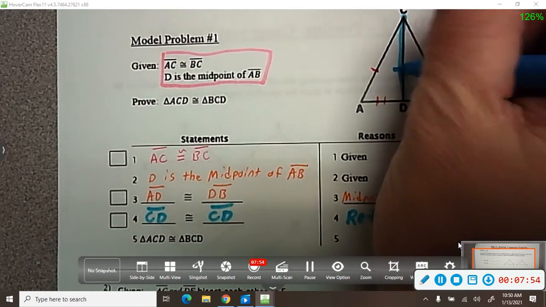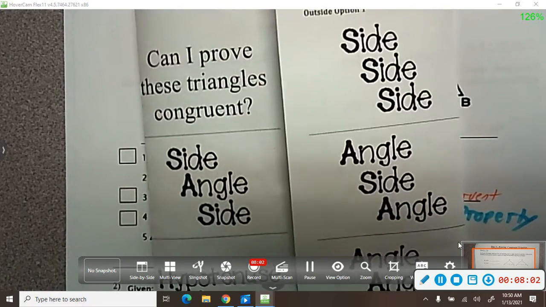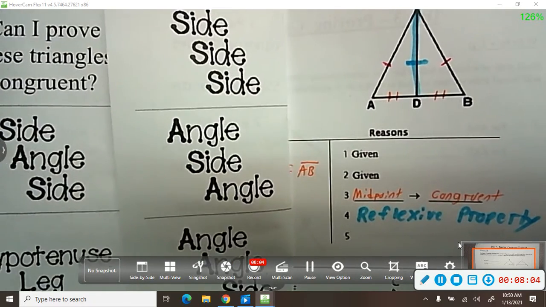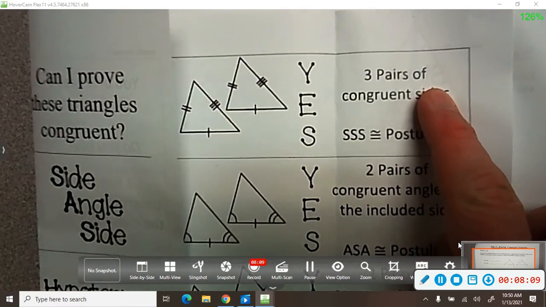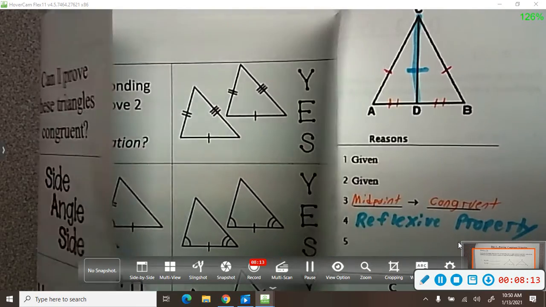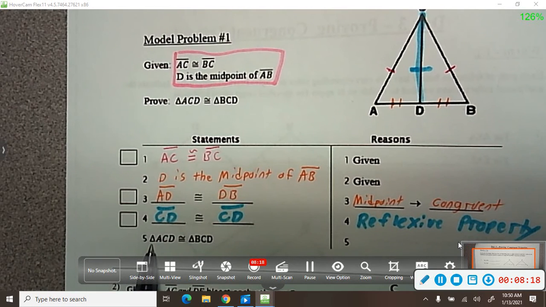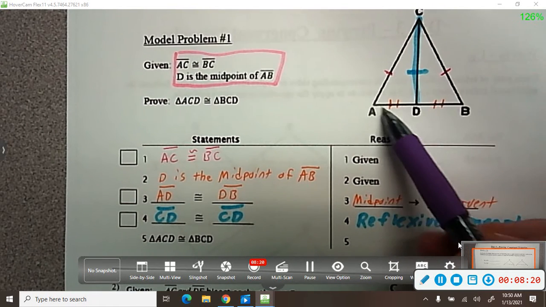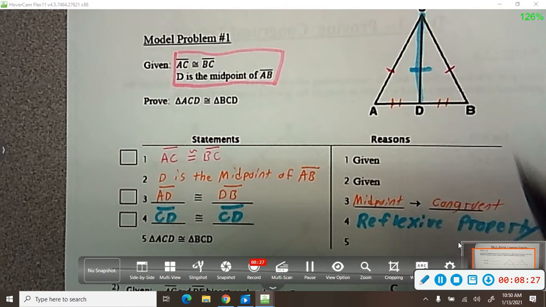So now we got that. And so then we look in our little book of our different theorems. And what happens when you know all the sides, side, side, side? When you have three pairs of congruent sides, you could use the SSS postulate to show congruency, which is what we have. So yes, those triangles, ACD, this one on the left, and BCD, triangle on the right, those are congruent by the SSS.